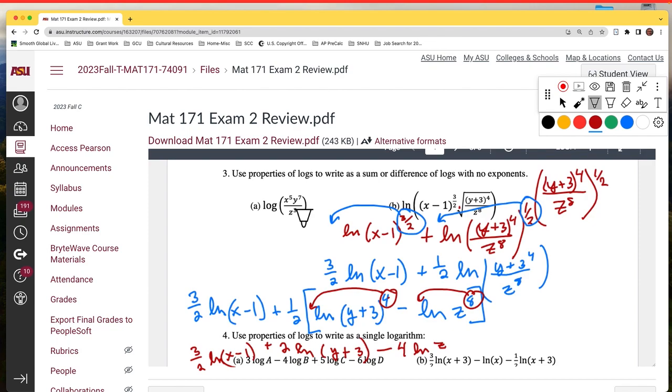All right. Yes, sir. So for number 4, do we have to distribute the 1/2, or can we just leave it with the brackets? Oh, like for number 4b? Yes. Good question. Let me, is it okay if I clear this out?